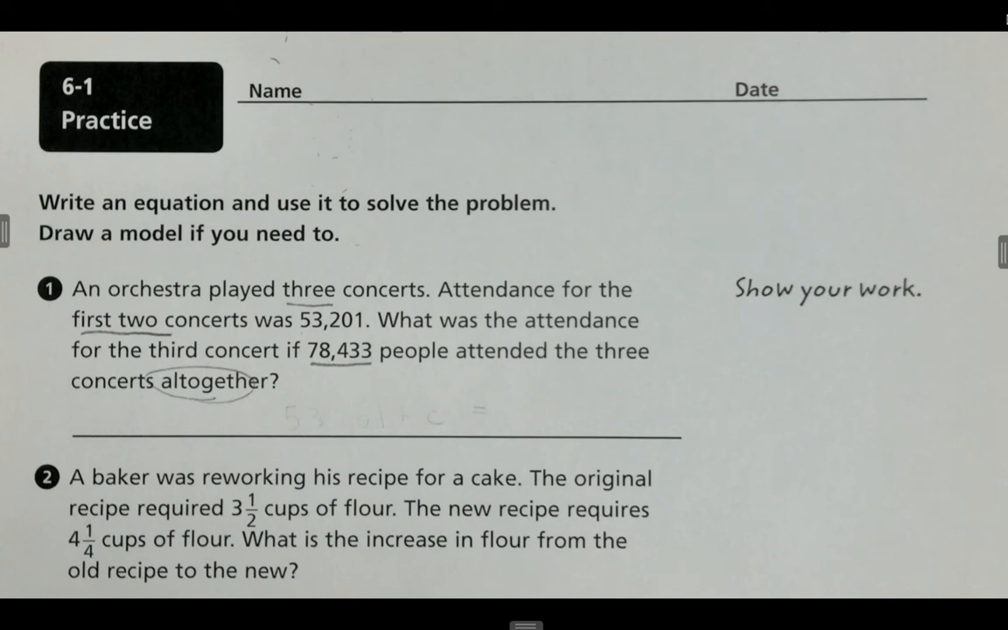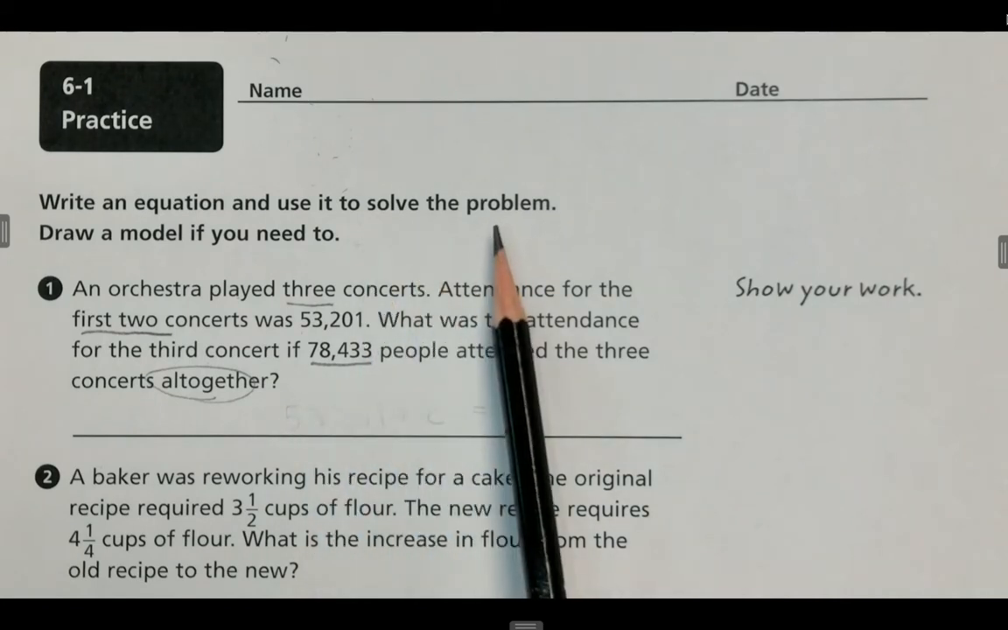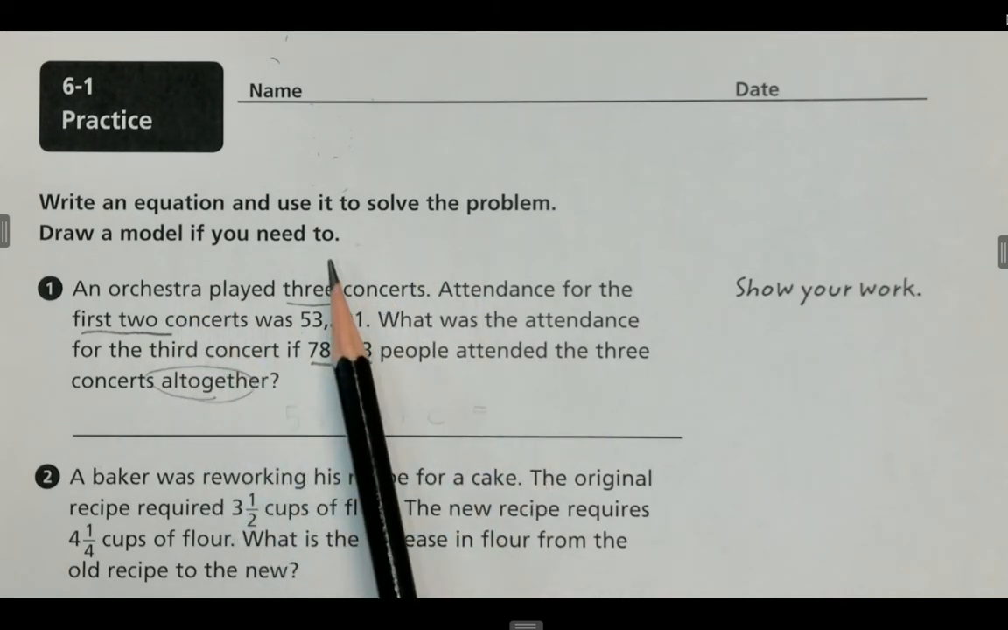Lesson 6.1, using equations to set up and solve for addition and subtraction word problems. The directions say write an equation and use it to solve the problem. Draw a model if you need to.